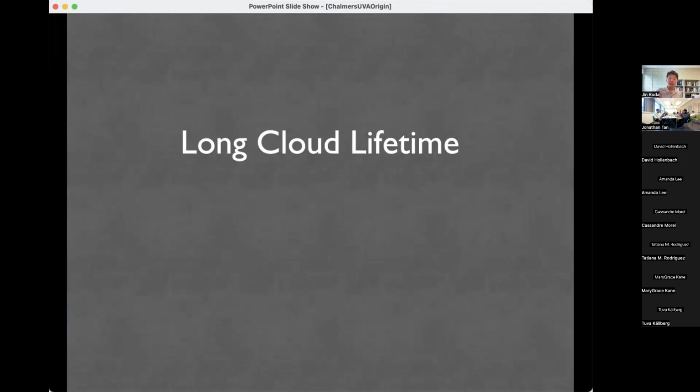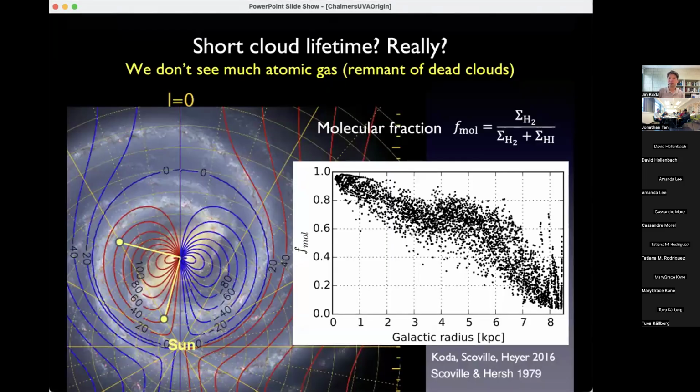I brought some discussion points about short cloud lifetime, but before getting into that, I want to make one point from the long cloud lifetime camp. What they say, well, actually including myself, is the absence of atomic hydrogen in the inner part of the galaxy. If a molecular cloud lives short and gets dispersed on a short time scale, then we should be able to find the remnant of the molecular cloud or molecular gas, which should be atomic hydrogen.